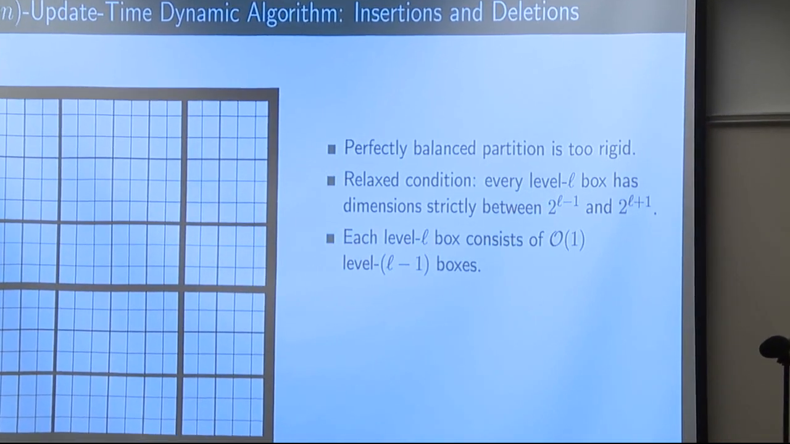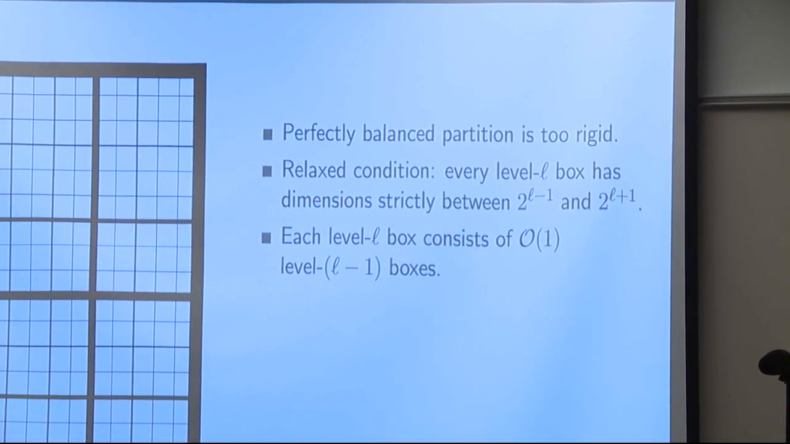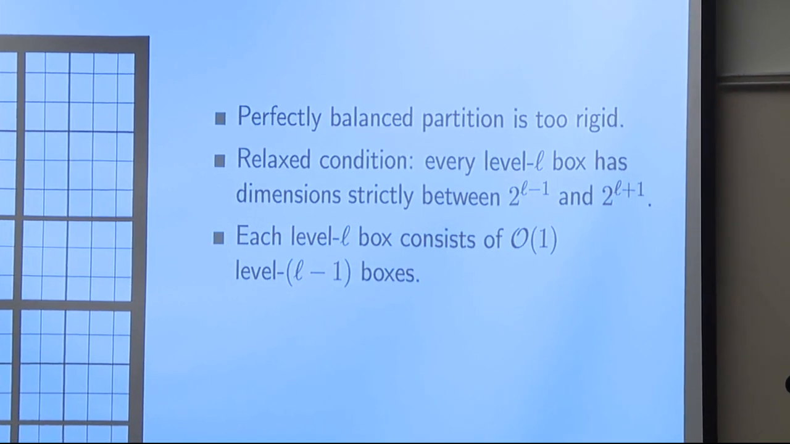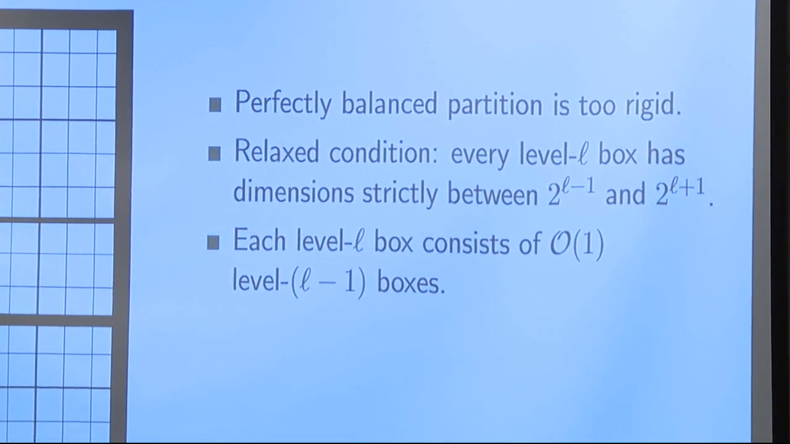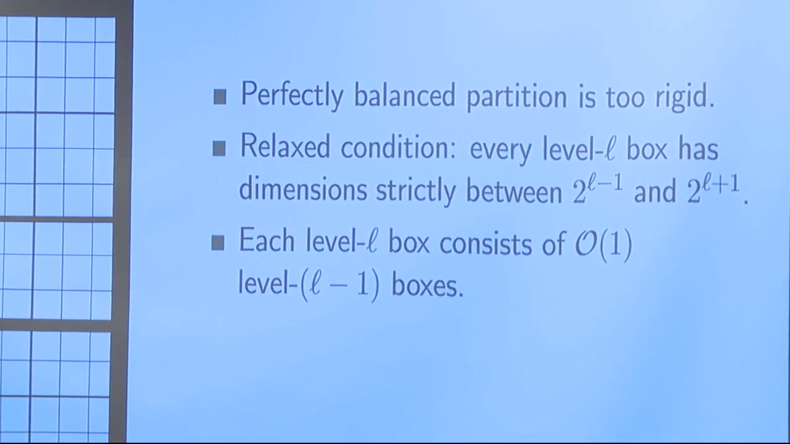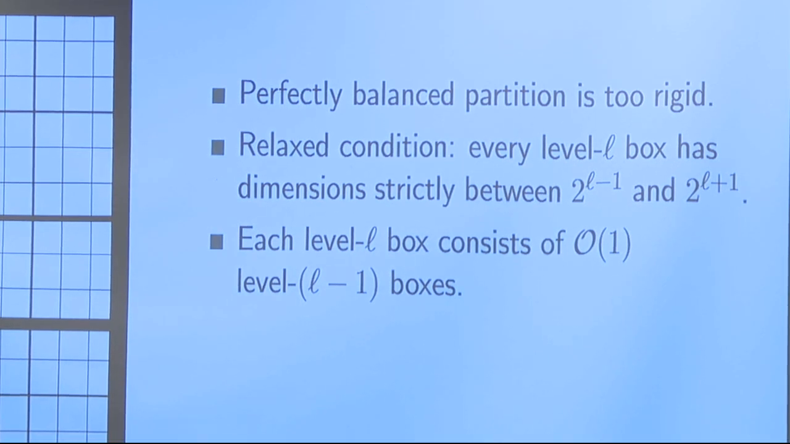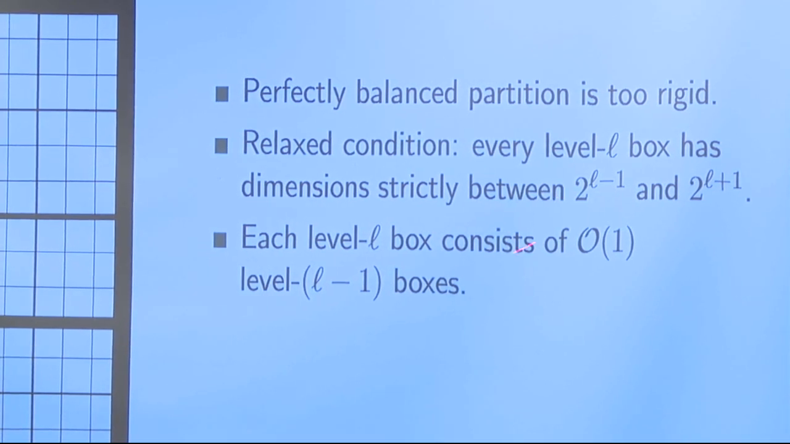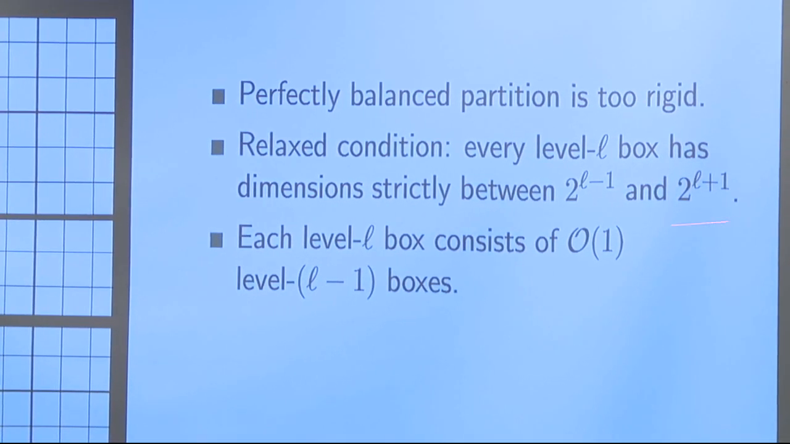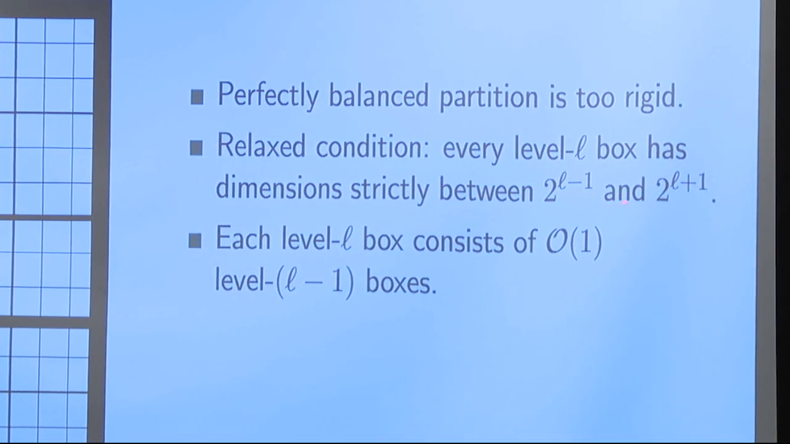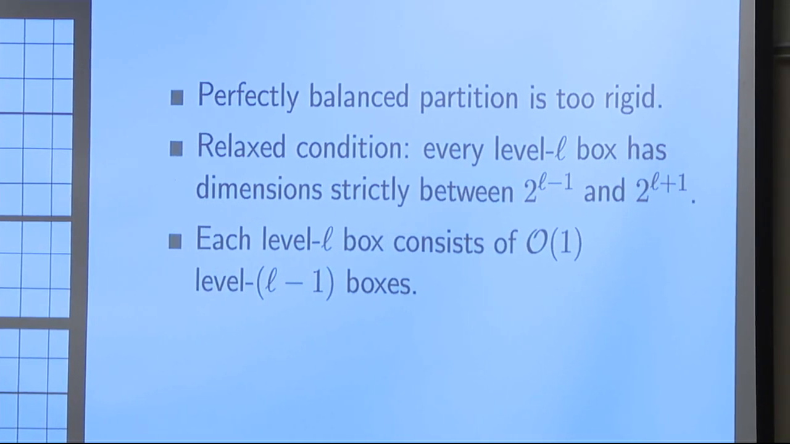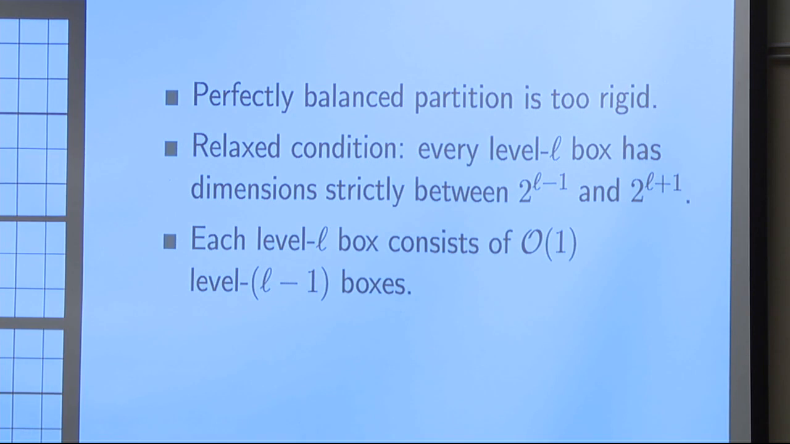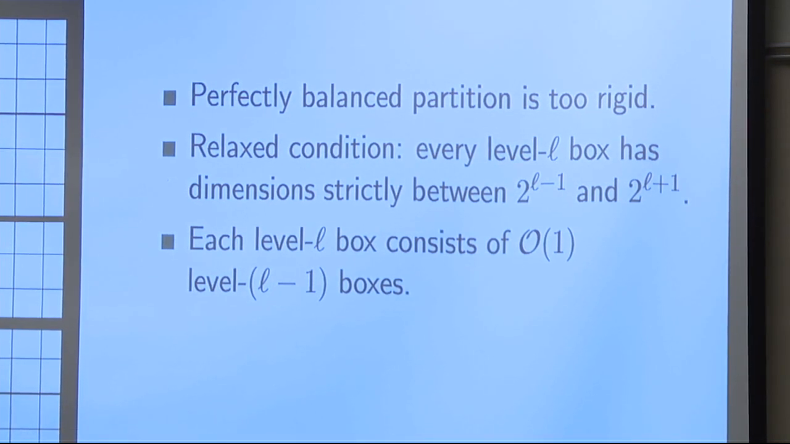And with this, we can still make sure that every box of a given level L can be decomposed into constantly many boxes on the previous level. This number is actually at most 49, because we have ratio 4 here. Within the single level, adding one more level, the ratio is 8. And since we have strict inequalities, it can be at most 7. And 7 squared is 49.